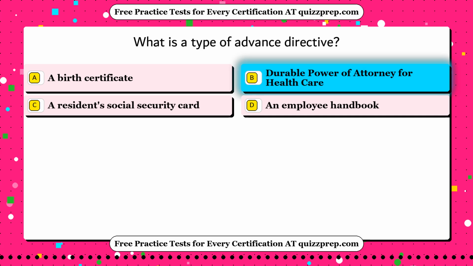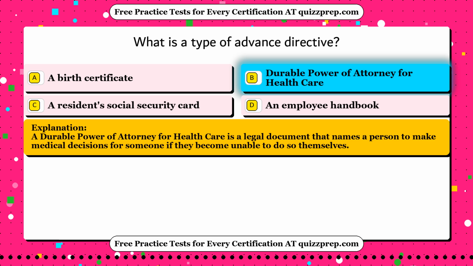The correct answer is option B, durable power of attorney for healthcare. A durable power of attorney for healthcare is a legal document that names a person to make medical decisions for someone if they become unable to do so themselves.